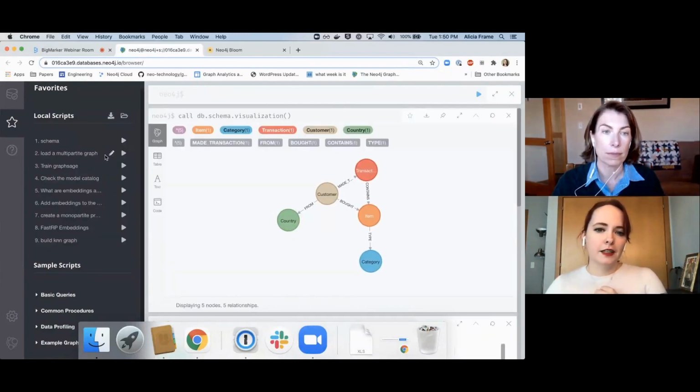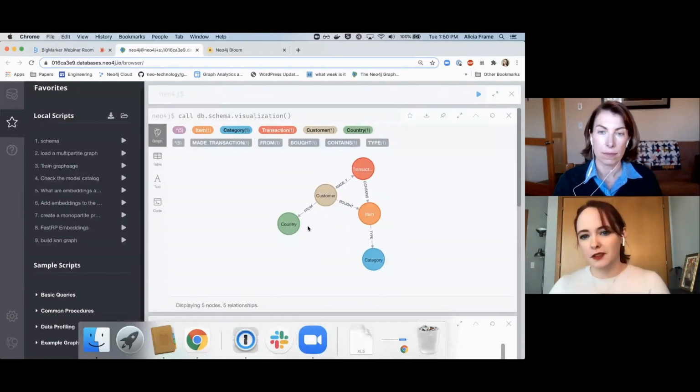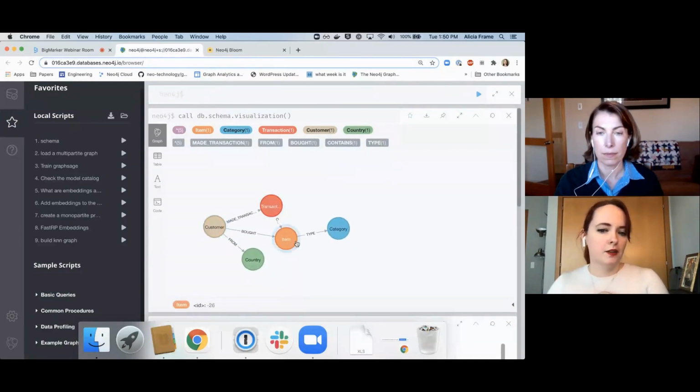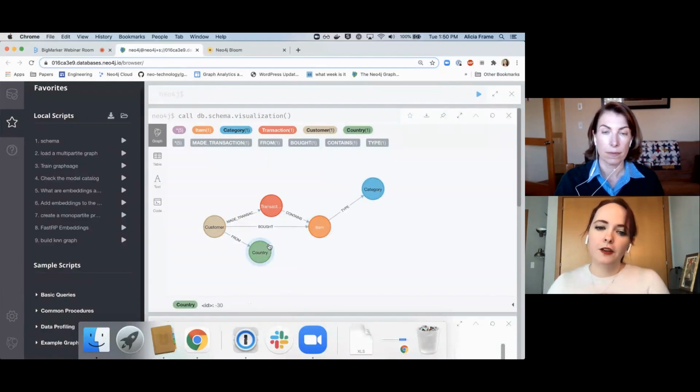So the first thing I like to do is kind of start off with the graph schema. You probably have seen me use this in demos before. This is just a transactional graph. So I have customers who are making transactions, buying items, the items belong to categories, and the customers live in countries. And I like this example because there's a lot you can do with it, and we all kind of understand this data model, right?